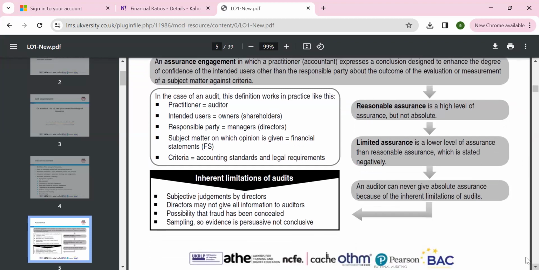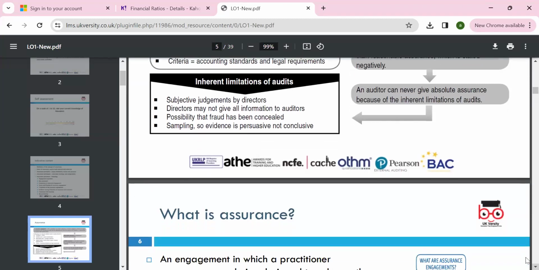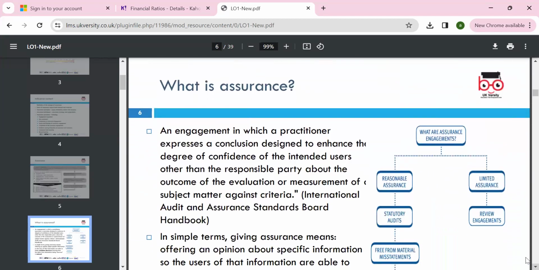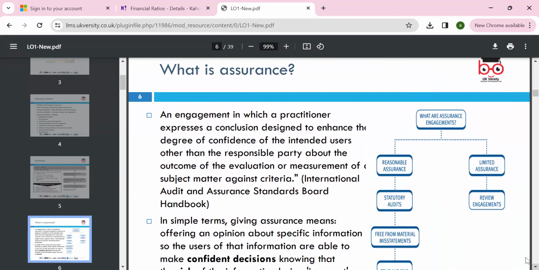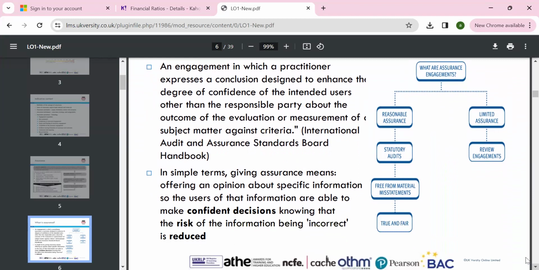Auditors never give absolute assurance, because whatever documents they gave us, we give an assurance on. So there are inherent limitations of audit, such as judgment by the director. The director may not give the full information to auditors, fraud may have been concealed, and the sampling evidence can be persuasive, not conclusive. So assurance is the engagement in which the practitioner expresses a conclusion designed to enhance the degree of confidence of the user and the relevant parties, and assurance needs to give true and fair information. It can be reasonable assurance or limited assurance.